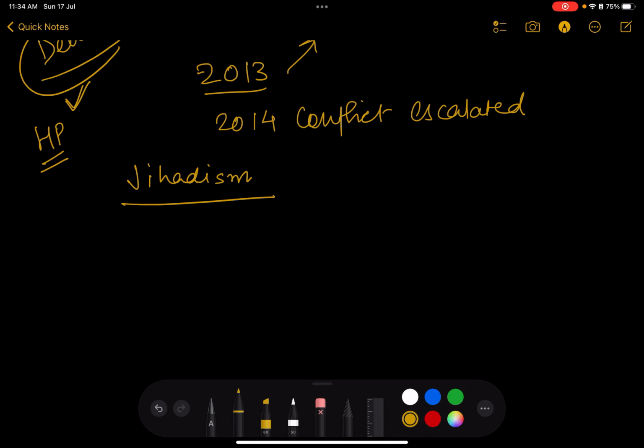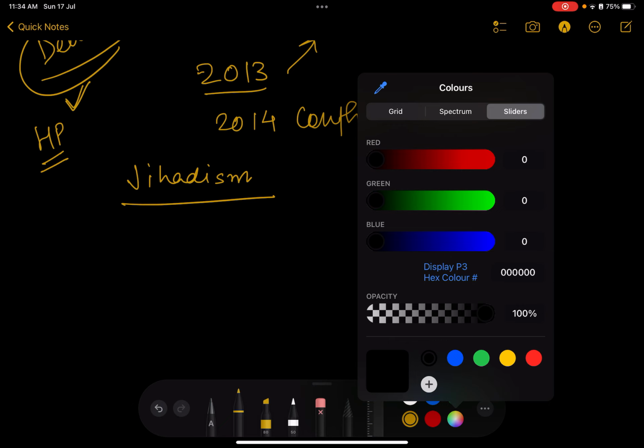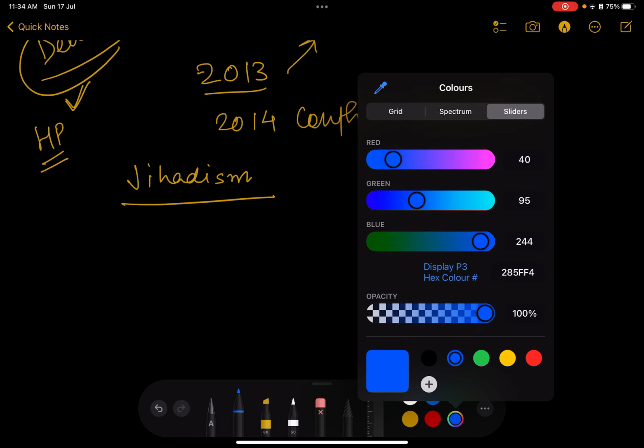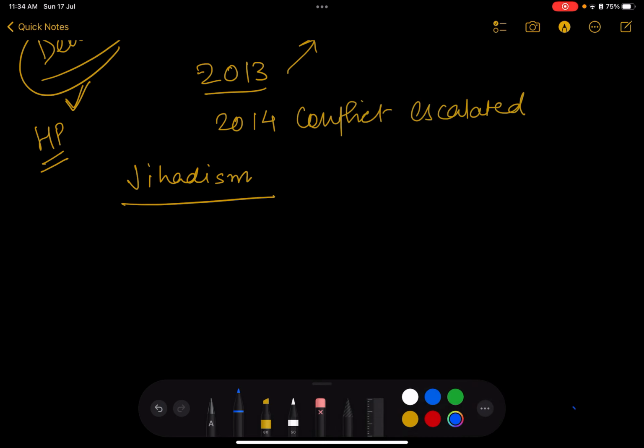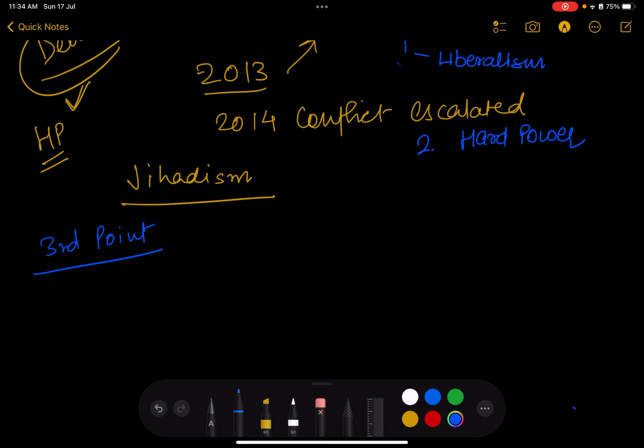Now we go to another point, the third point. Are you clear? The first point was on liberalism. The second point, hard power. And now the third point is on human rights.